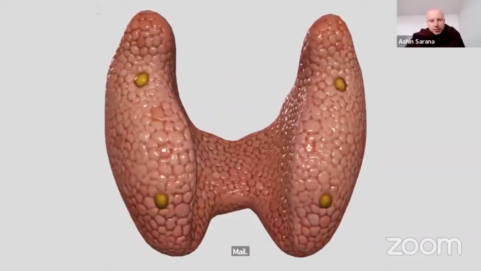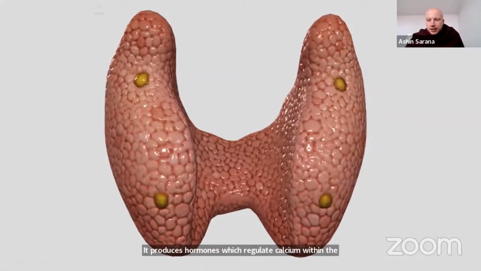All right, so these are the parathyroids. You can see these four little piece-like structures. The parathyroids are embedded in the thyroid, and they have a different function than the flesh around them. They produce hormones which regulate calcium within the blood, and therefore they affect the strength of bones.